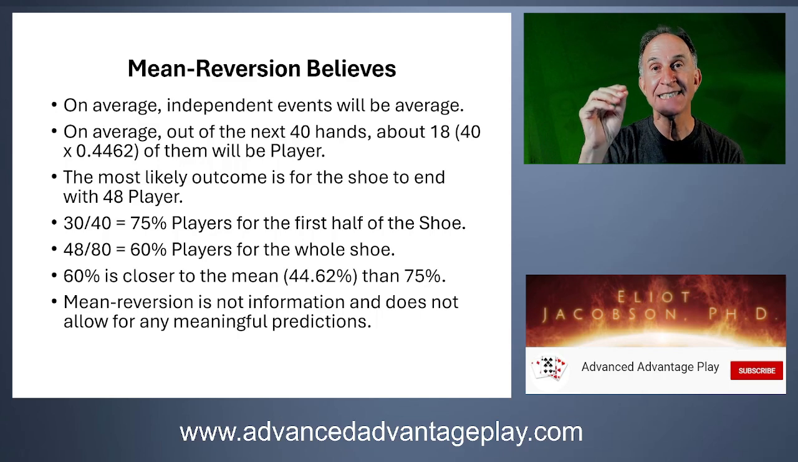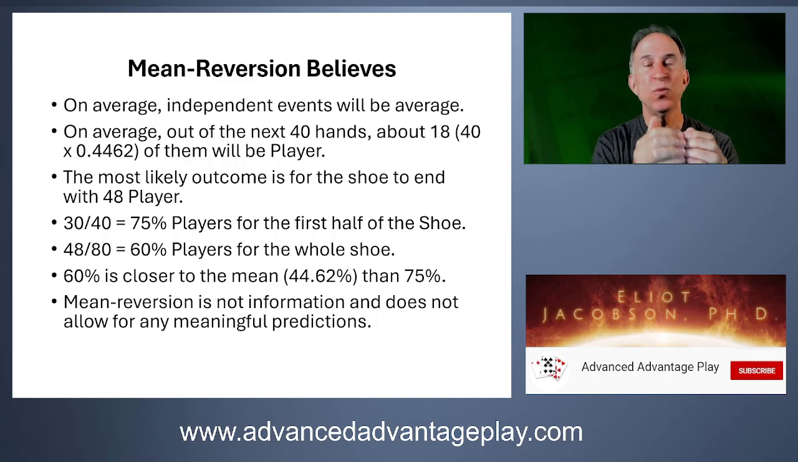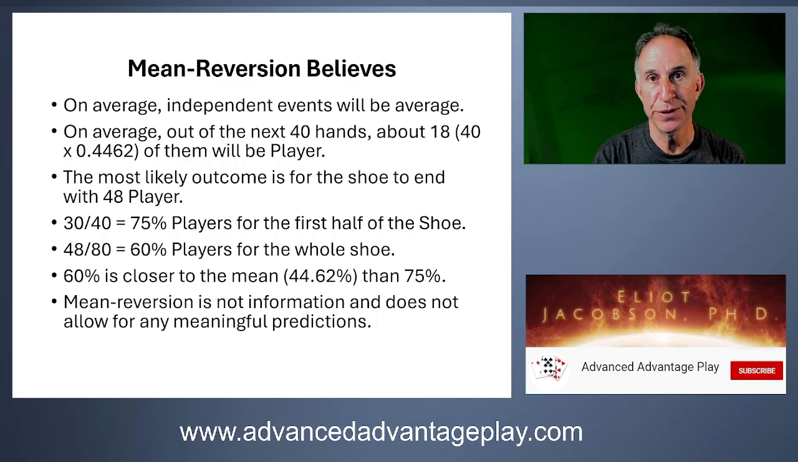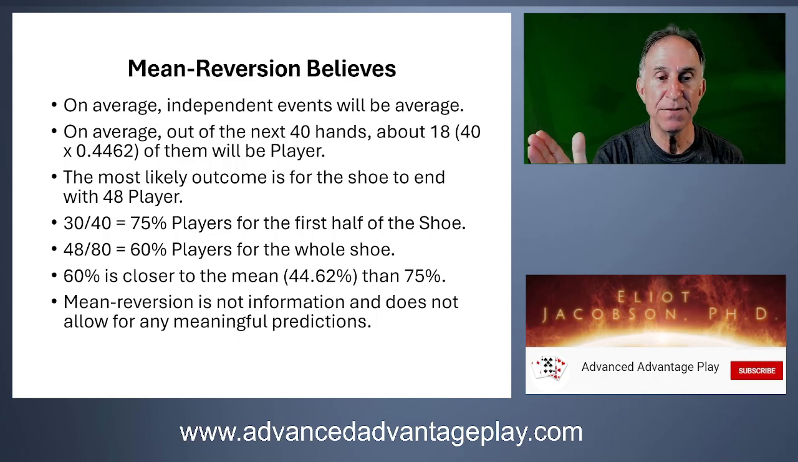We are simply forecasting that things will be average in the future. But notice that if things are average in the future, 48 out of 80, that's 60% player hands for the whole shoe. We didn't revert back to the mean by forcing an excess number of player hands or banker hands. We simply said that assume things are normal going forward. Assume things are unpredictable and average going forward. And under that assumption that we had no information other than what these averages and probabilities are, we see that we went from 75% for the first half of the shoe to 60% for the whole shoe.